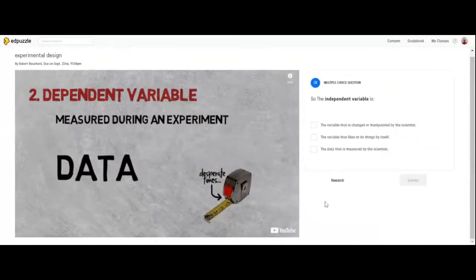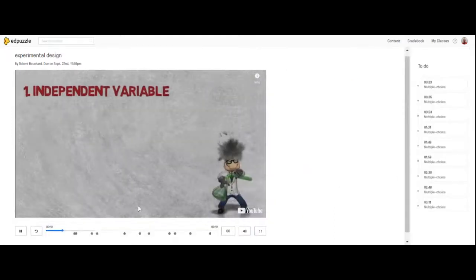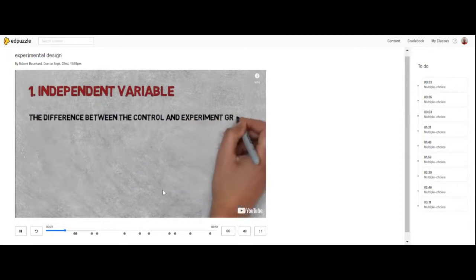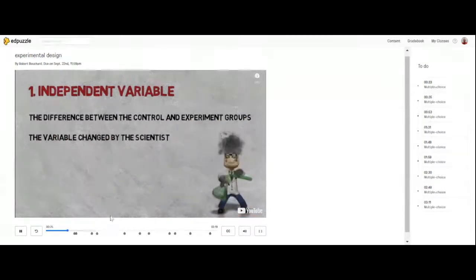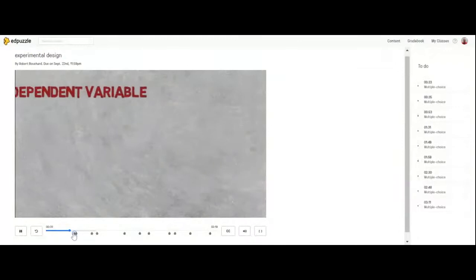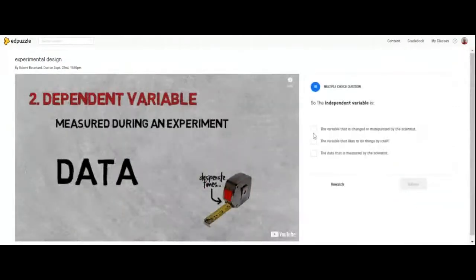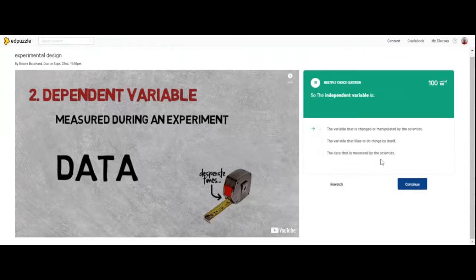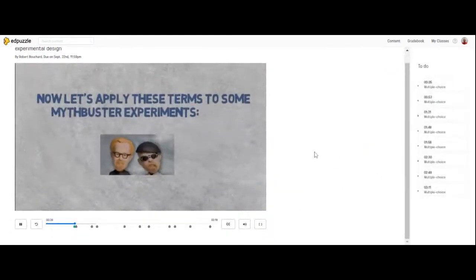Okay, so you'll notice once we get to the first question, you need to then pick. It says the independent variable is the variable that is changed and manipulated by a scientist, the variable that likes to do things by itself, the data that is measured by a scientist. If you didn't remember hearing it, you can click rewatch. All right, so now I know. I click on this. I then need to click submit. Then I click continue.